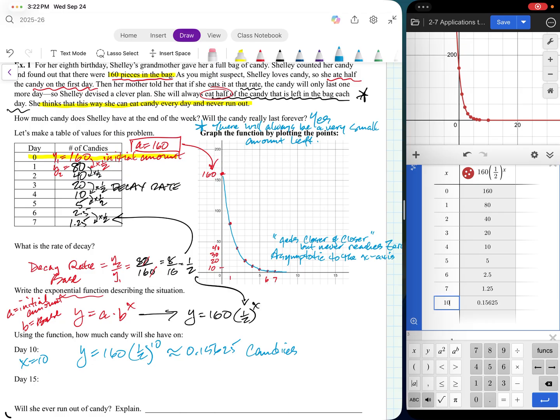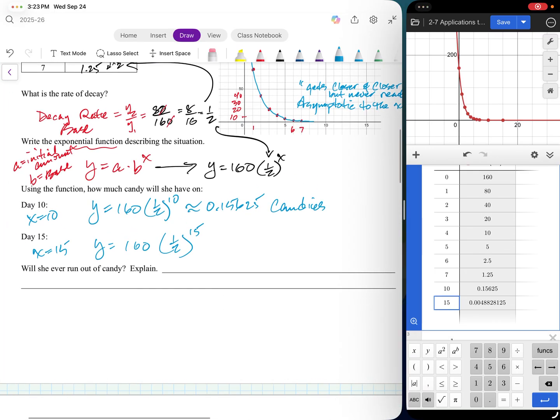And then the next one here, at day 15, you take your function, 160 times 1/2, raised to the 15th power. So just type in 15, it'll evaluate it for you. And you can see that there's very little candy left, 0.004. I'm going to round this, if we round that to 0.005, that's 5/1000ths. Okay, very small. There's a very small amount left.